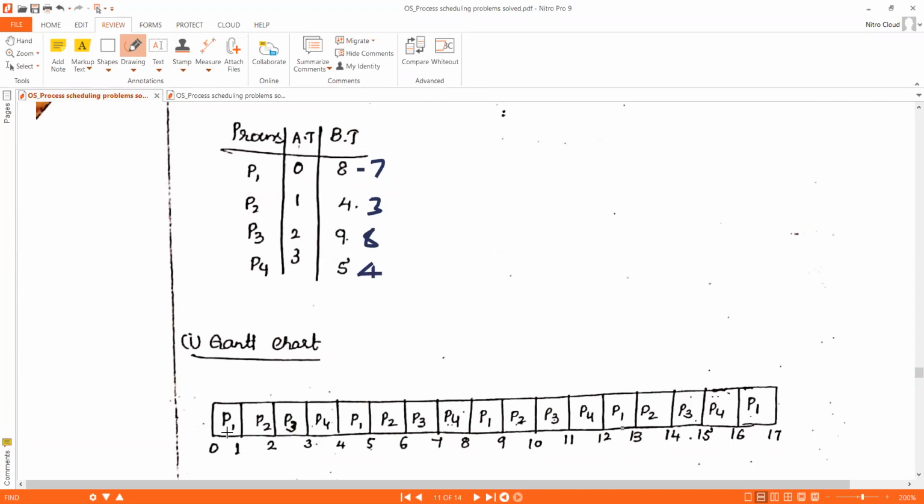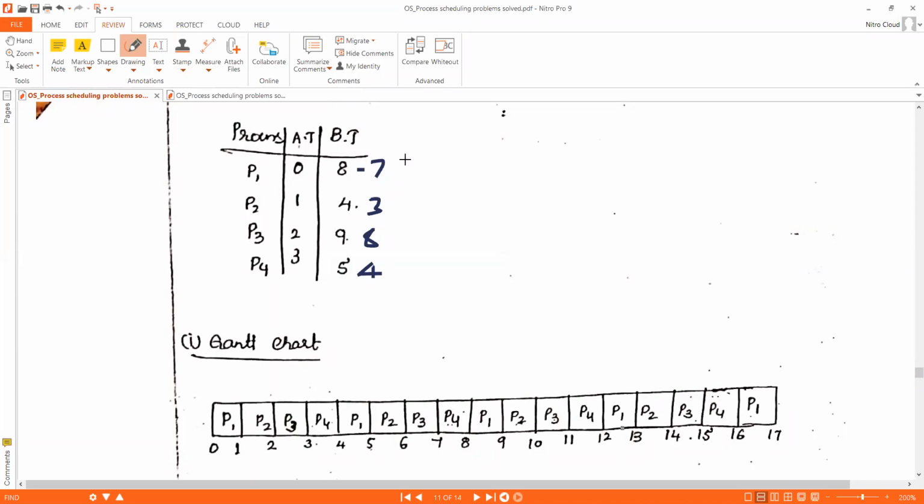Here, after preemption, the process will be added to the tail of the ready queue. So first process 1 will be added to the tail of the ready queue, next process 2, next process 3, and next process 4. So again the CPU will be allocated to process 1 at time 4 milliseconds, and process 1 will execute for 1 millisecond.